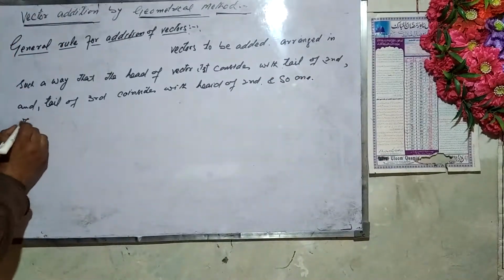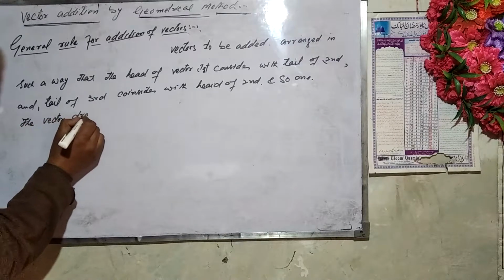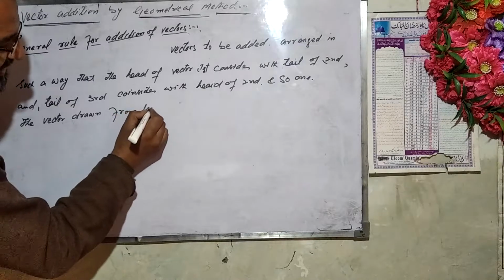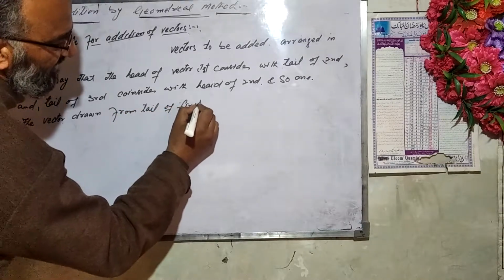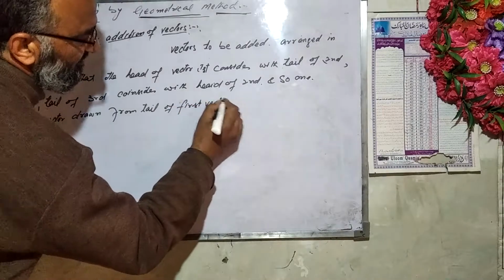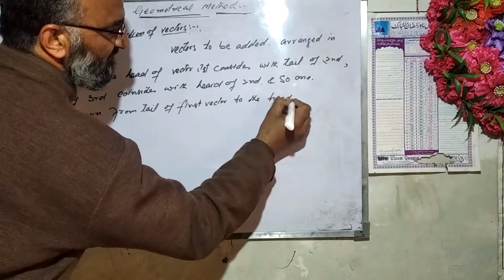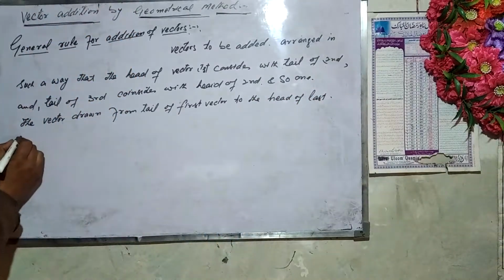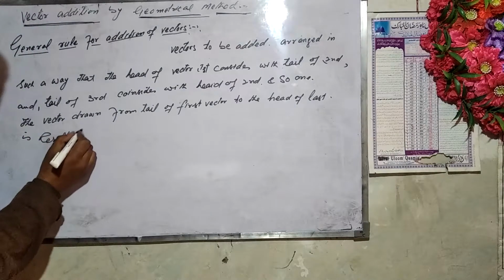The vector drawn from tail of first vector to the head of last represents the resultant vector.